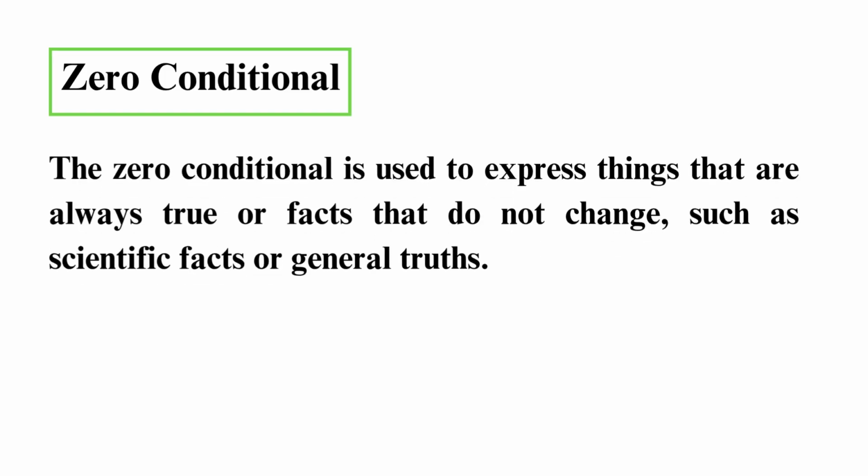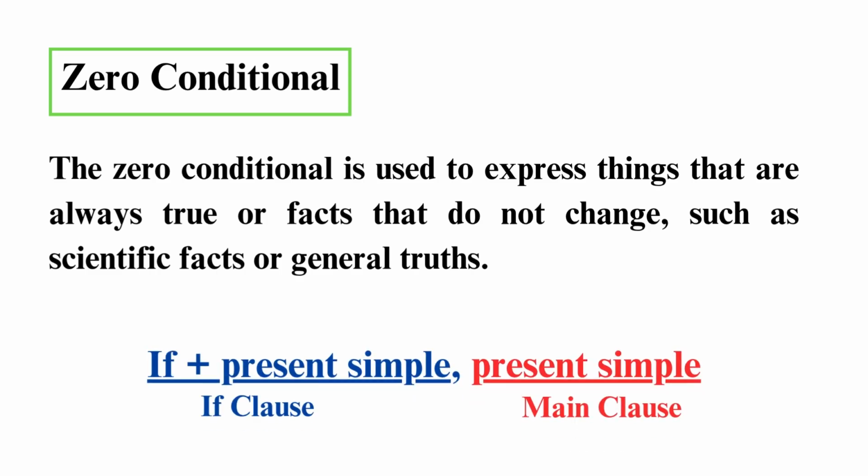The zero conditional is used to express things that are always true or facts that do not change, such as scientific facts or general truths. In the zero conditional sentence, we use if plus the present simple in the if clause and the present simple in the main clause. Here are a few examples.